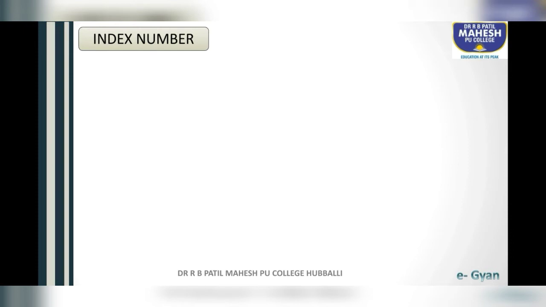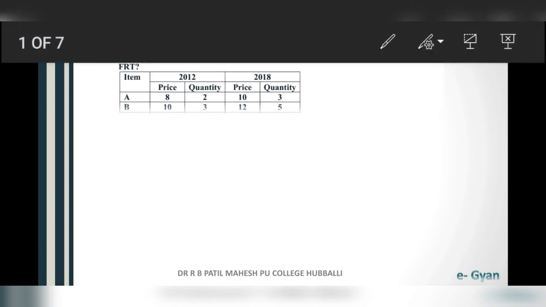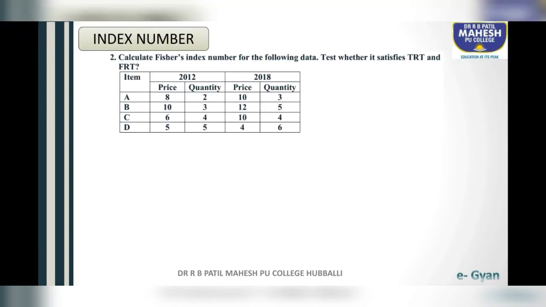Students, in today's session I am going to solve some examples on testing of TRT and FRT. Okay, so let us take the example. Calculate Fisher's index number for the following data. Test whether it satisfies TRT and FRT. The first column item is given, 2012 price then quantity, 2018 price then quantity.